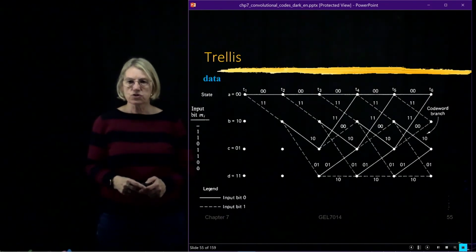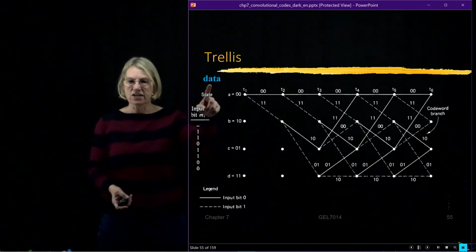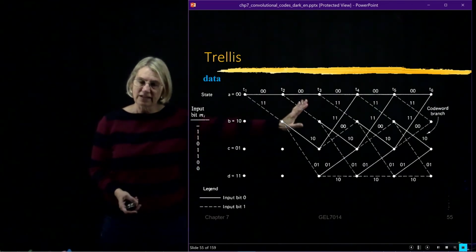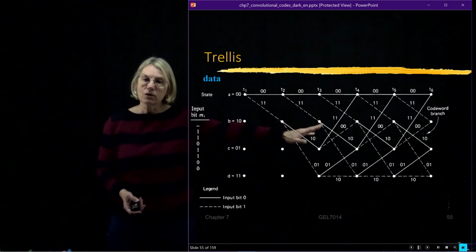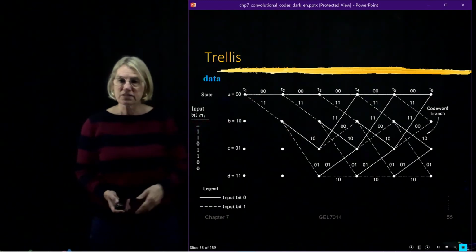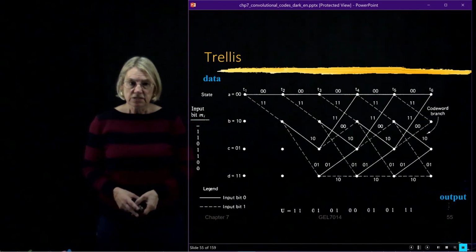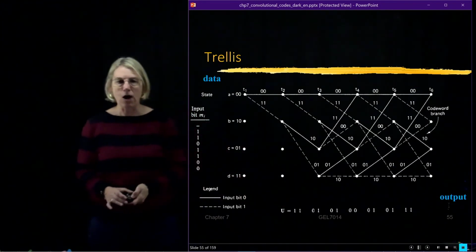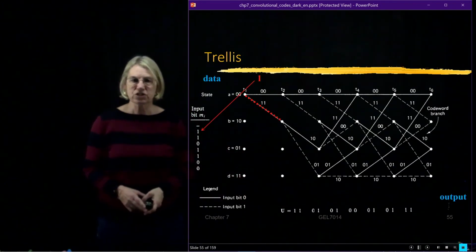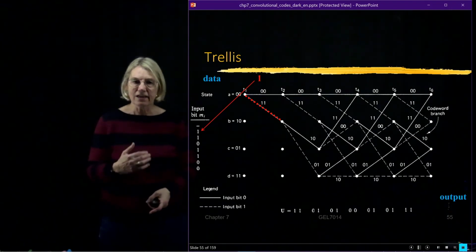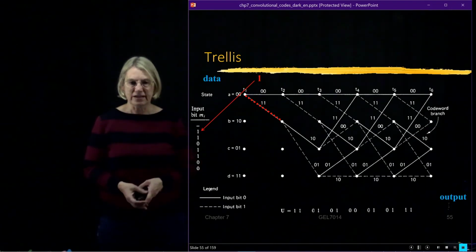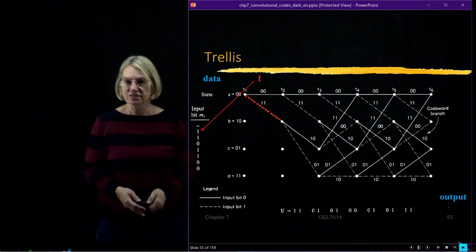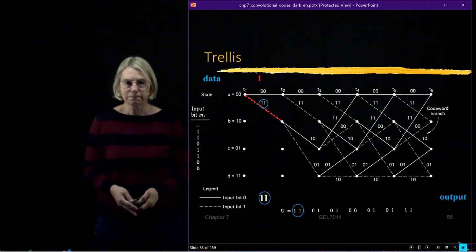So let's take this trellis and see how we can take our data, which is listed here, and push it through this trellis and see how we can represent what happens going through this trellis. So this will be my data input. Down here I'll keep track of my data output. So the first thing I do is I start at state A and I input a 1. Great, that's the dotted line. I go from A to B and the output is 1, 1, the code word.